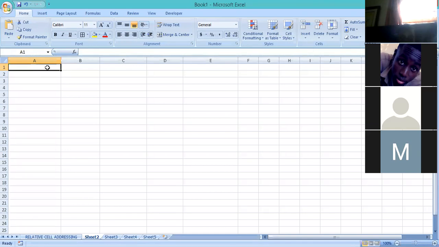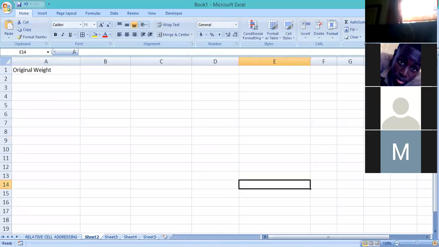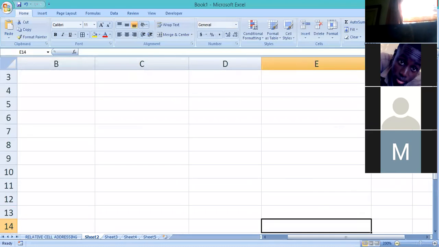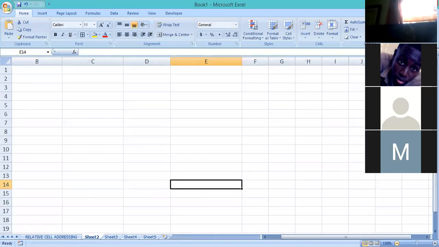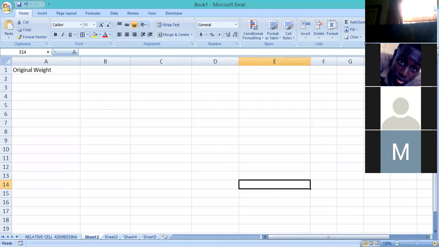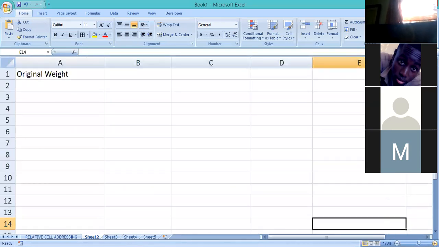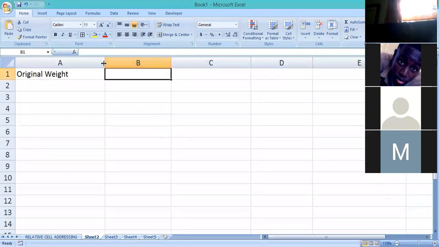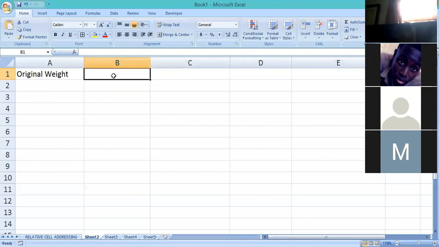If you notice, in cell A1 we have original weight. I need to zoom it in, it's too small. Can you see better? Oh, I've gone too far. You see? All right, original weight in A1, and in cell B1, net weight.